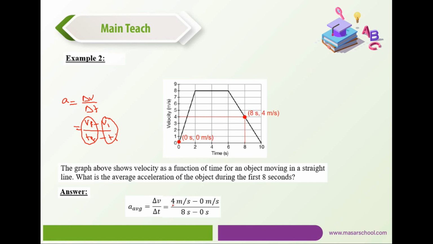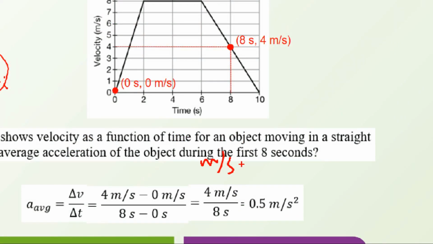Then v final is 4 minus v initial, which is 0, t final is 8, and t initial is 0, and that would be 4 over 8, which is 0.5 meter per second square, because meter per second divided by seconds would be meters per second square.